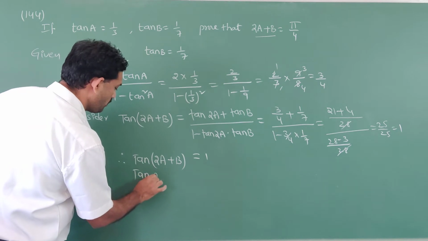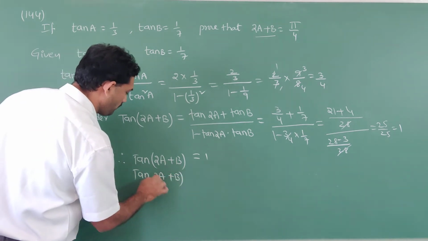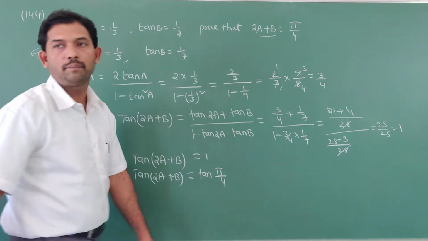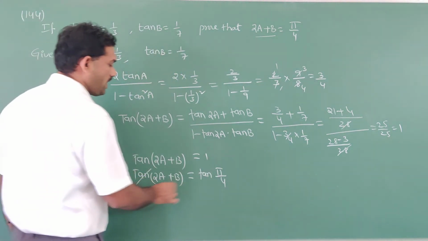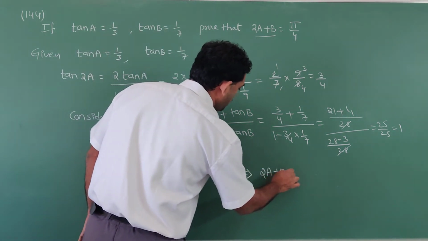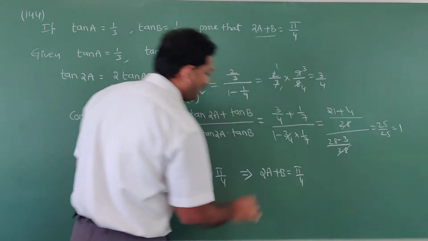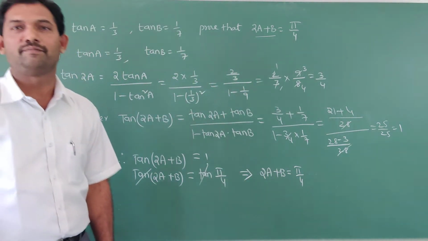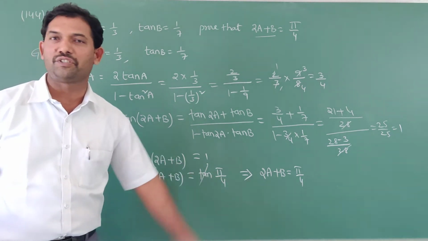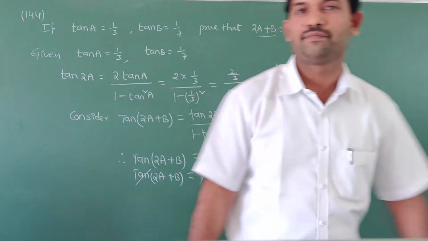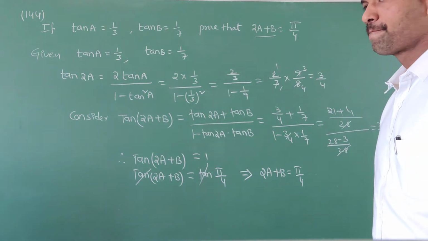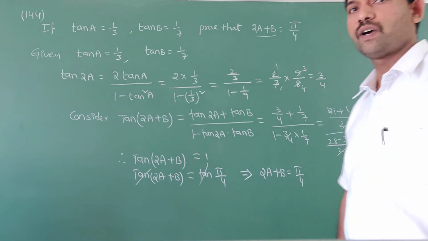Tan of 2A plus B is equal to 1 can be written as tan pi by 4. Both sides tan cancel. So our solution: 2A plus B is equal to pi by 4. That is our solution. Understand? Understand, students? Very simple question. Note down fast.